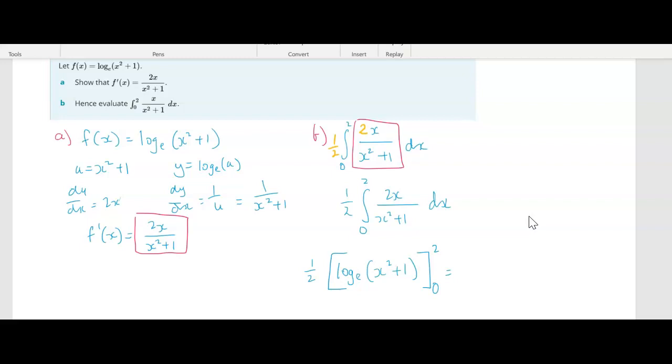I'll see if I can fit it all on one page. Go up here. Half log. Oh no, I'm not going to have enough room. Start again.